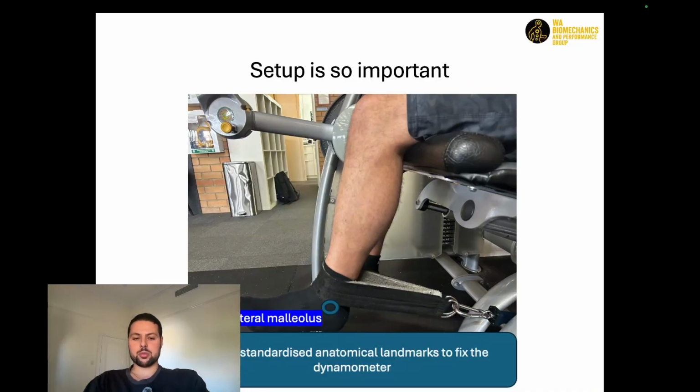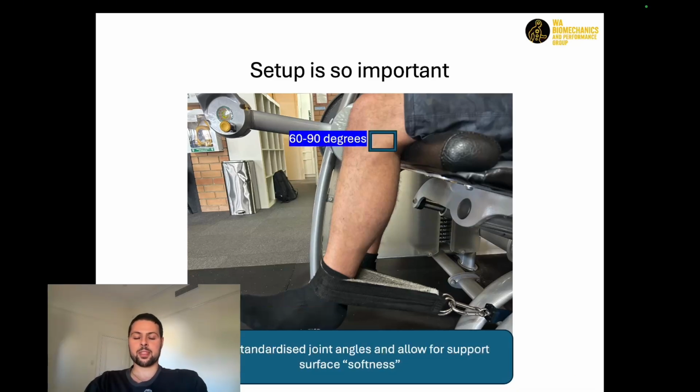And then the second thing we want to do is use standardized anatomical landmarks to fix the dynamometer or the strap. I like to use above the lateral malleolus. It's nice and easy to feel, and prominent to point out. If we keep changing our bony landmarks, that's going to change the length of the moment arm, isn't it? So it's going to give us a different result on the dyno. So we want to keep it the same every single time.